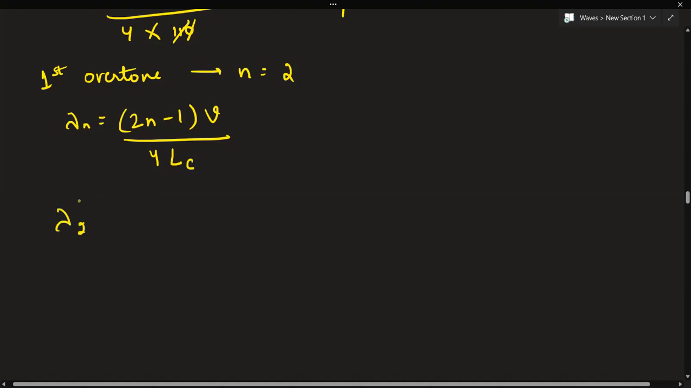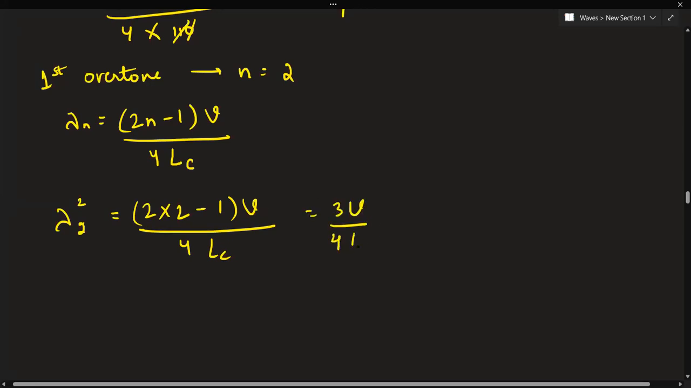Now see, for the second one, the frequency for the closed pipe will be 2 into 2 minus 1 divided by 4 times the length. This is 4 minus 1, which is 3. This gives us 3V divided by 4 times the length of the closed pipe.